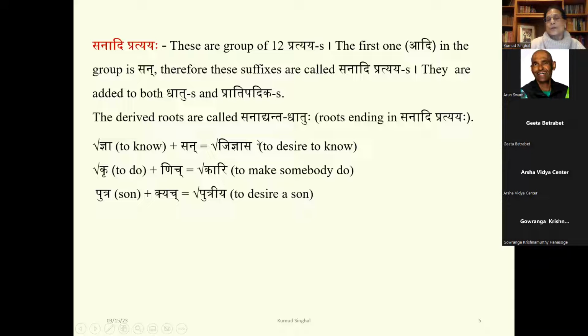So this is a new root, and it will conjugate. Kra, you add a Sanadi suffix Nich, it means Kari, a new root, to make somebody do something. Now, if you add a Sanadi Pratyaya Kyach to the Pratipadikam Putra, you get a new root, which is Putriya, to desire a son. So Sanadi Pratyayas are added to both roots and a nominal stem, and you get new roots.